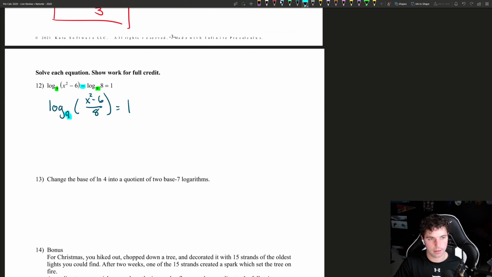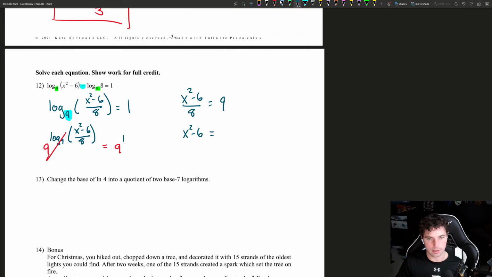So we take this 9 as a base of everything that you see. Right, so 9 to the power of everything in blue. And what that does is on the left-hand side, it cancels out the log base 9. So then if I move up here, we get x squared minus 6 over 8 is equal to 9, multiplied by 8 on both sides.